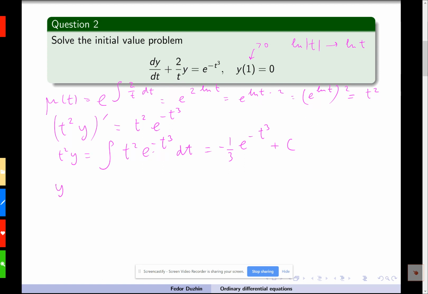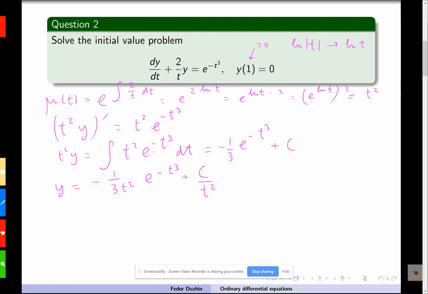Now I'm going to solve for y. So y is going to be equal to minus 1 over 3 t squared times e to the minus t cube plus constant over t squared. I don't think that you can simplify it.